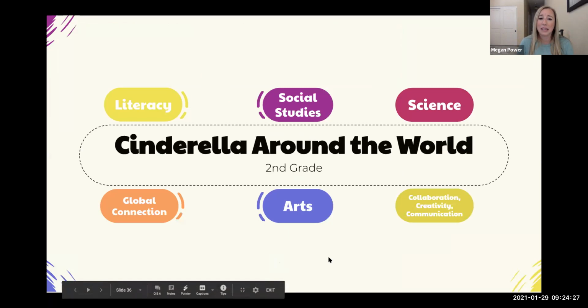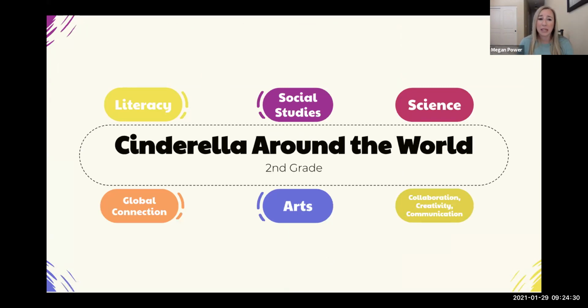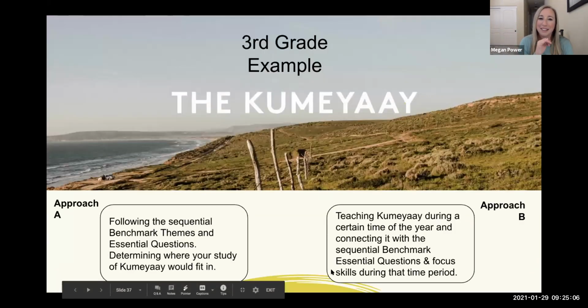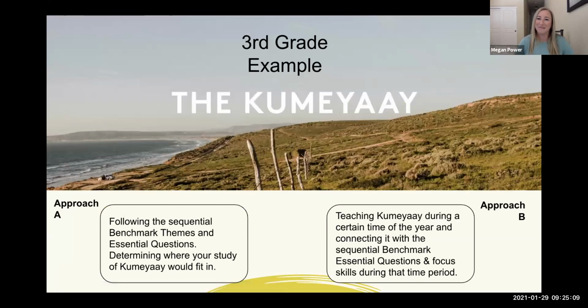Again, taking that Cinderella around the world, and bringing in all those literacy concepts that I just shared about, right? That social studies, where's the science piece that's involved in there? How do we connect globally? Where the arts, and how can we work on that collaboration, communication, creativity, right? And then that SEL is important and embedded within here. So these are two quick examples, hopefully to inspire you on how to look and think at stuff from a different angle, and start looking at different entry points and how you can start integrating and combining some of that curriculum. And then we'll go to Erin to give our third grade Kumeyaay example.